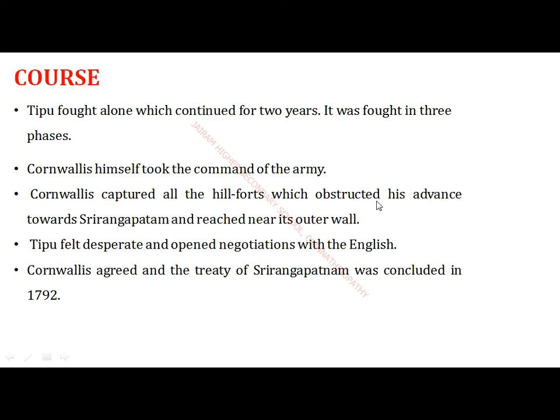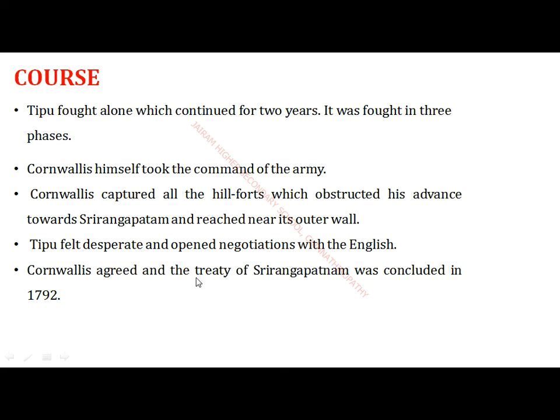Which obstructed his advance towards Srirangapatnam and reached near its outer wall. Cornwallis reached the outer wall where Tipu took place. Tipu felt desperate and opened a negotiation with the English. Negotiation means a discussion at which people try to decide or agree on something. He wanted to proceed in a peaceful manner with the English. He negotiated with the Britishers.